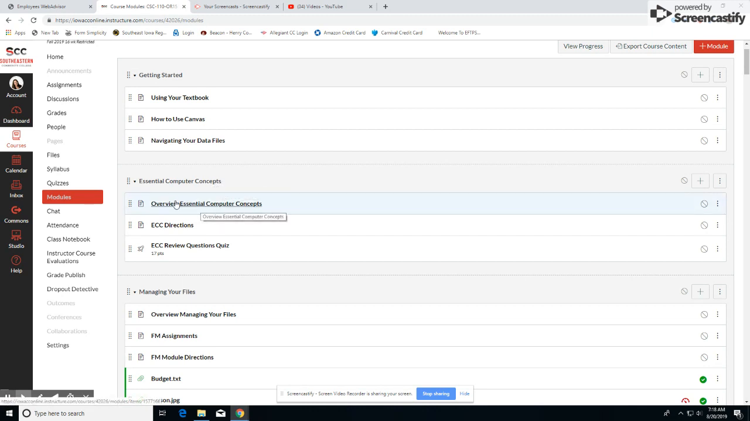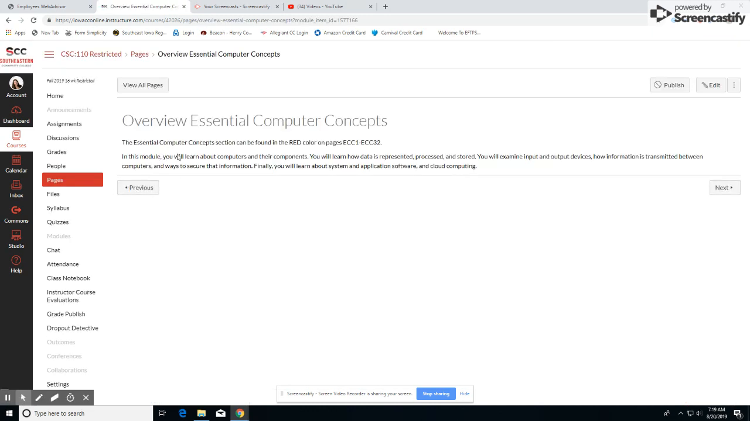The first page for every module I have is just the overview. The overview is going to break down for you what you're going to be learning, the different pages in that unit, so that you know how to find it in your book, and then any key points that I may need to break down for you. Now you're going to notice that that opened up as a page. So underneath each module is where you will see these pages.